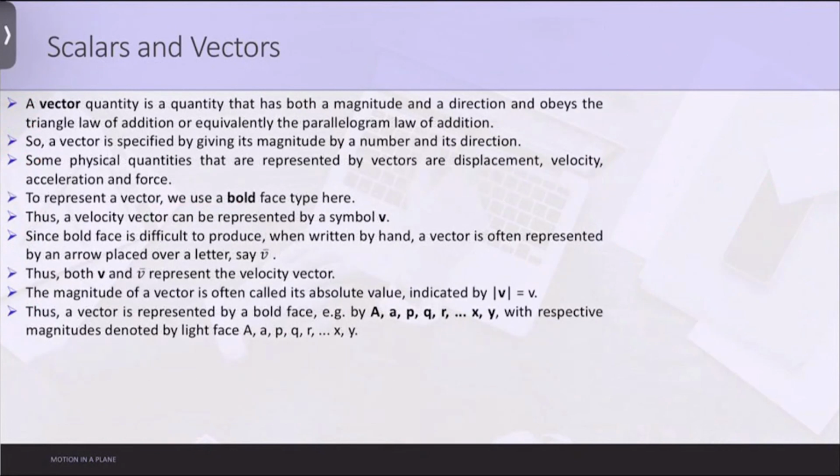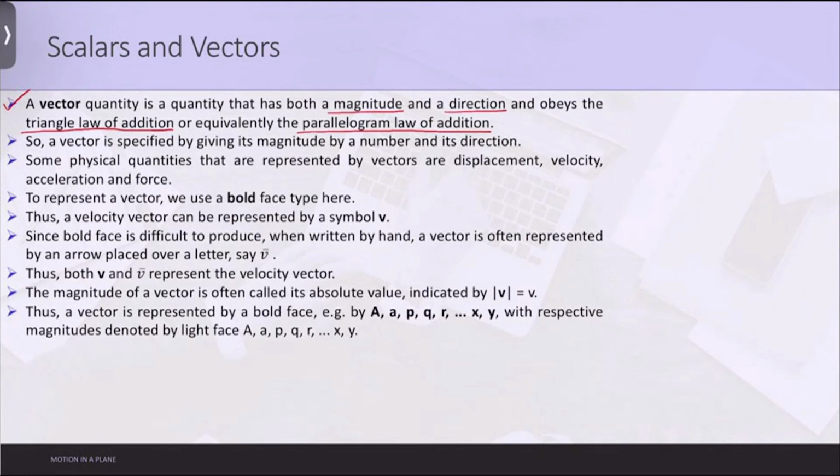Vectors. Please understand it very, very clearly. I would like to go very slow here. So what is a vector quantity? A vector quantity is a quantity that has both magnitude and a direction and obeys the triangle law of addition or equivalently the parallelogram law of addition. What is the triangle law of addition? What is the parallelogram law of addition? That is a concept which you will study after 2-3 slides, so don't be hesitant about this. First, let's understand this as a definition: what is a vector quantity?